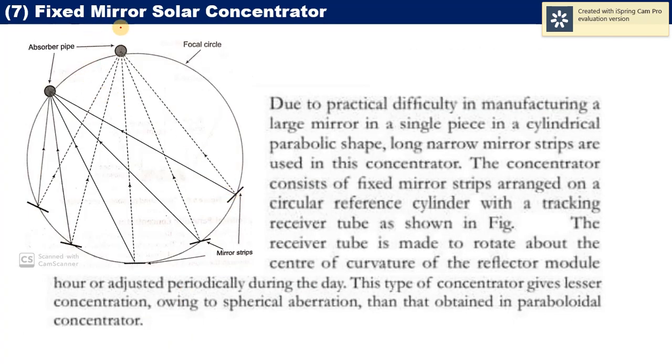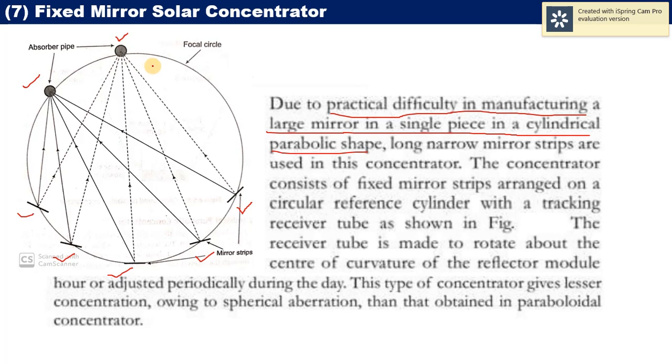Now the other one is the fixed mirror solar concentrator. Here we have a practical difficulty in manufacturing large mirrors in a single piece in a cylindrical parabolic shape. That's why small mirrors are mounted at different positions along the periphery of the cylinder, and the absorber pipe is mounted such that the solar radiation reflected from these mirrors is incident on this absorber pipe.